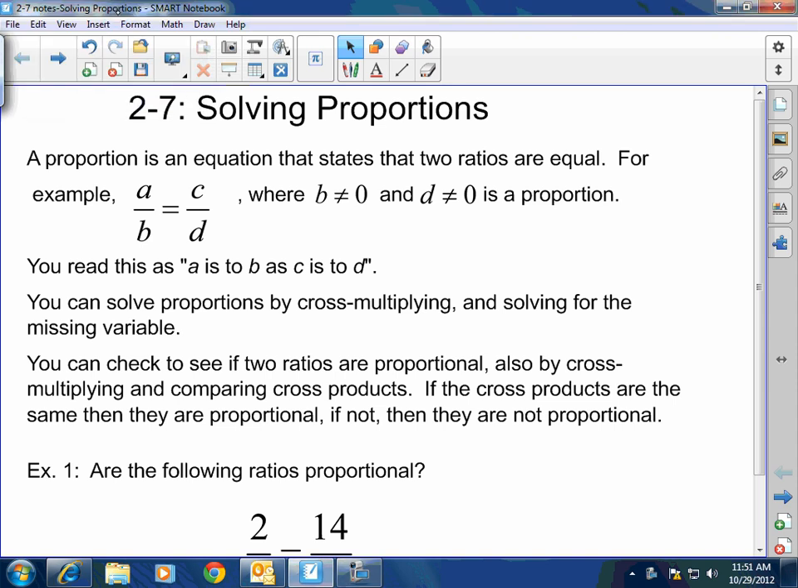Okay, guys, welcome back to 2-7. We're going to be solving proportions.